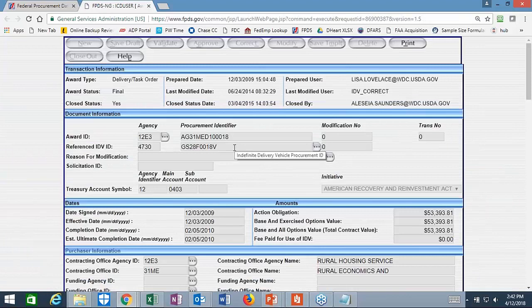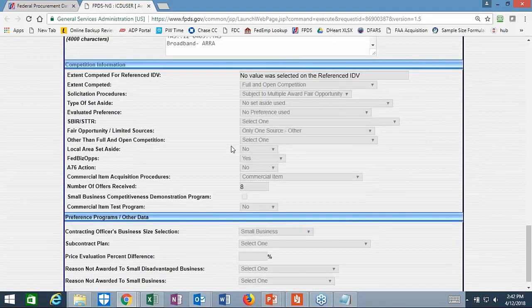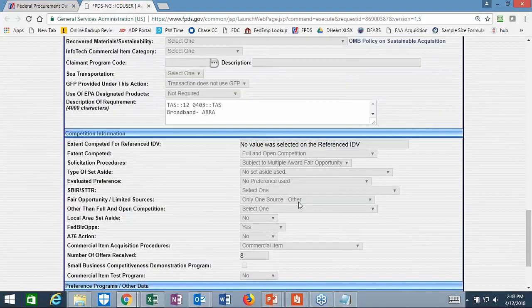So here we have an order. If I come down to the competition section, I have only one source, but they got 8 offers. That doesn't add up to me. So you did get more than one offer. Obviously, they felt they could do the job. Otherwise, they wouldn't have responded to the solicitation. So that would be a mismatch there.